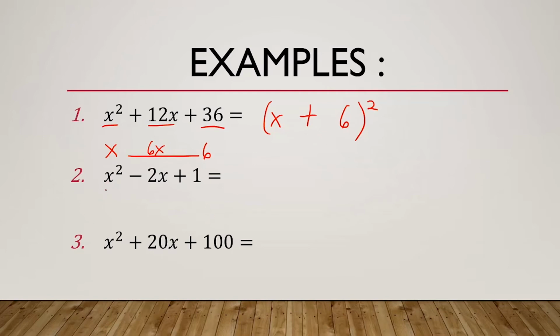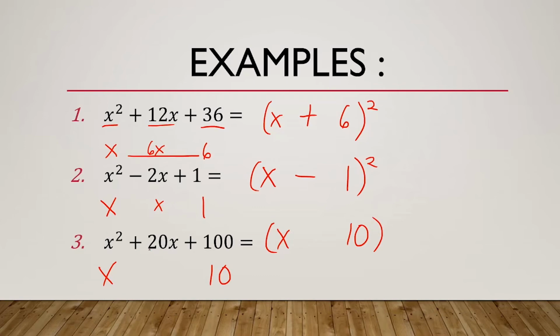Next, square root of the first term, square root of the last term is 1, because 1 times 1 is 1. Then product of the 2, x times 1 is x, times 2, 2x. So x, 1, then copy the sign of the middle term, then square it. That's it. Next one. So x squared is x, 100. It is 10, because 10 times 10 is 100.